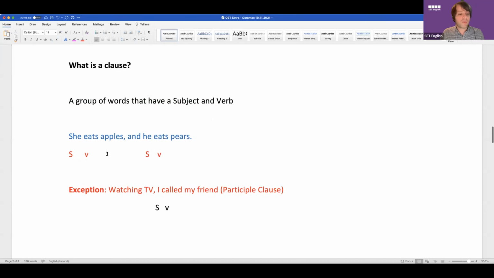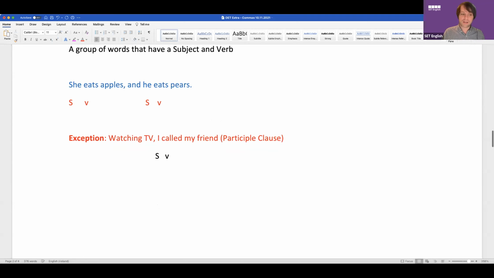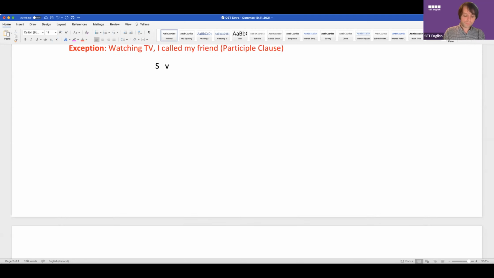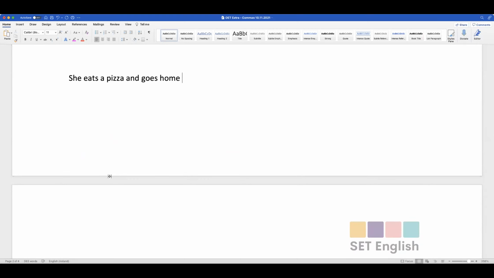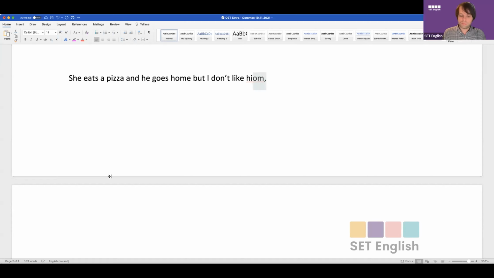So what is a clause? It's something with a subject and a verb. Let me do a test then, guys. How many clauses do we have here? She eats a pizza and goes home. How many clauses? One. According to this definition, there's only one because there's only one subject, right? What about now? How many clauses are there? Two. How many are there now? Three. You're just counting the subject and verb combinations. Does that make sense to everyone here?